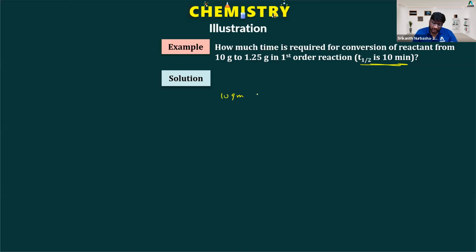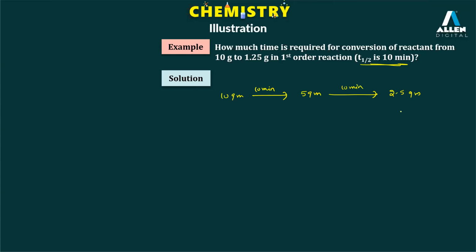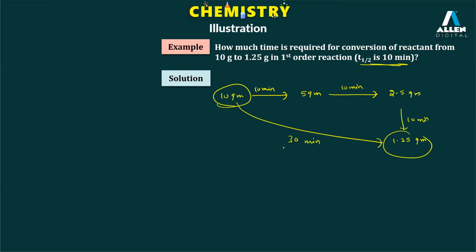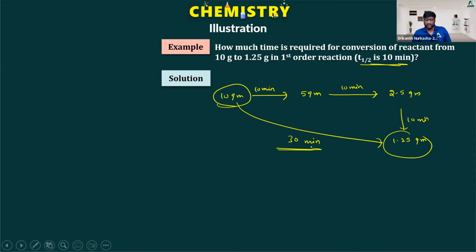Because they have given T half, 10 gram will become 5 gram in how much time? 10 minutes. 5 gram will become 2.5 gram in one more 10 minutes. 2.5 to 1.25 gram in again 10 minutes. So 10 gram to 1.25 gram becomes in 10 plus 10 plus 10, 30 minutes. Yes or no? 10 gram of the reactant will be converted into 1.25 gram in 30 minutes.